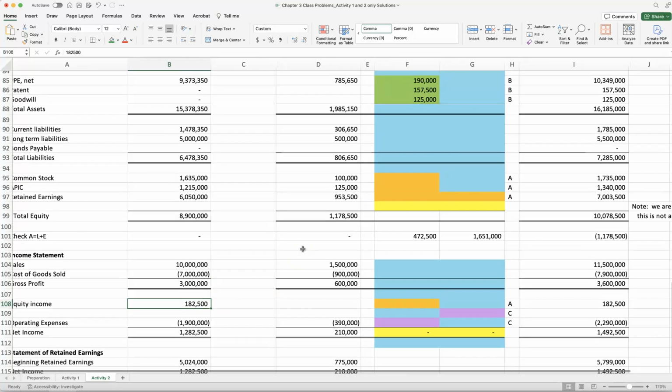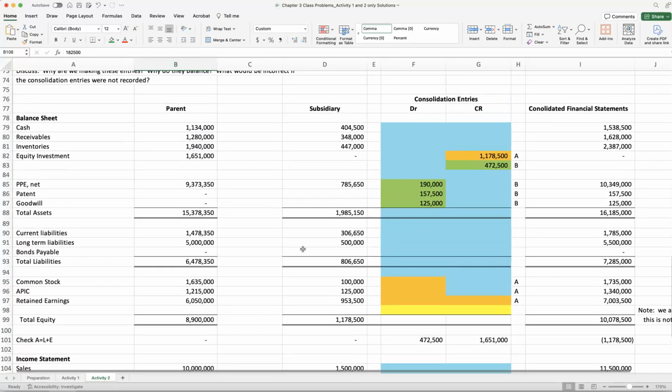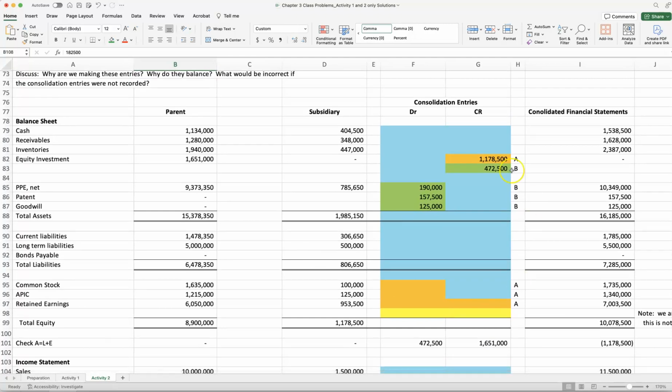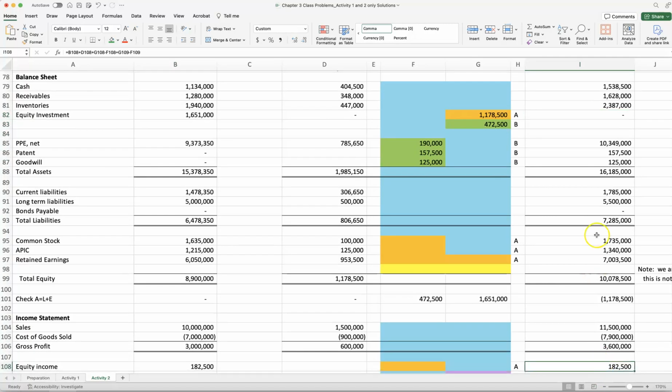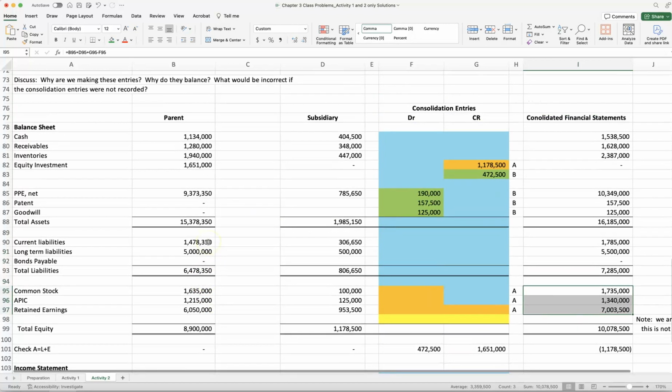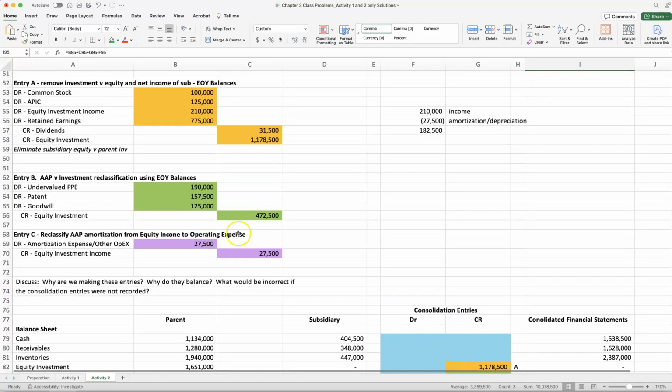So I want you to always step back and say, what do I know for sure has to be true before I even start the consolidation? And I know some of this is already populated. I know I need to get the equity investment account to zero. I know I need to get the equity income account to zero. And I need the consolidated equity accounts to equal that of the parent. So let's plug in each of our consolidation entries.